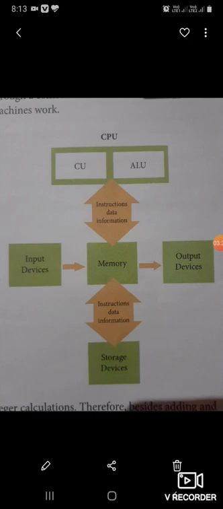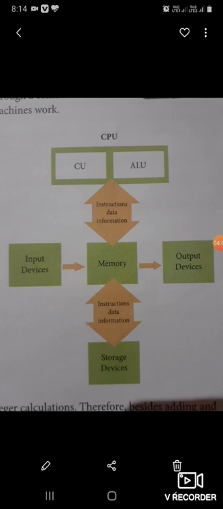Means first data is accepted, inserted through the input device, the control unit takes that data and sees whatever has to be done on it. If any calculation or logical decision is needed, then it delivers that to the ALU to perform that function. Again it comes to the CU, and then the CU gives that data to output devices, and from there we get our result. Now this is all about the working of a CPU.